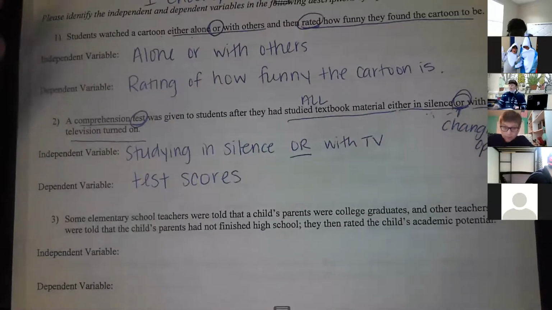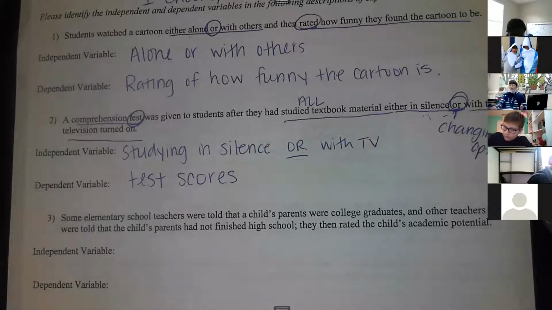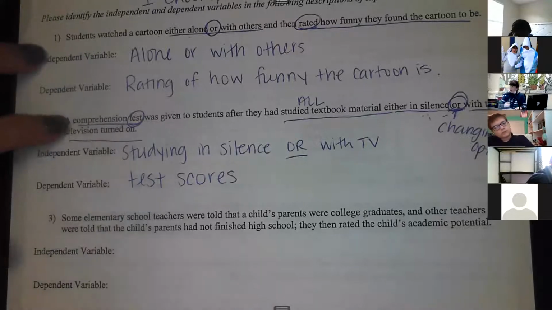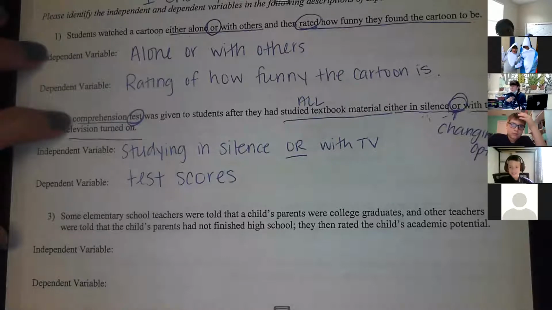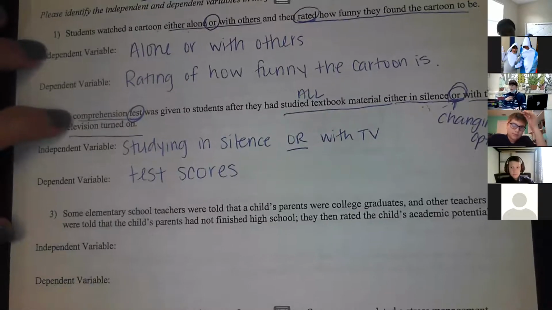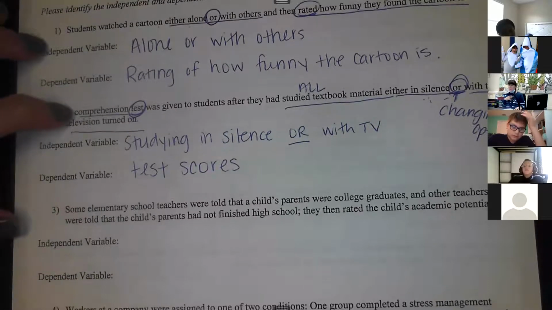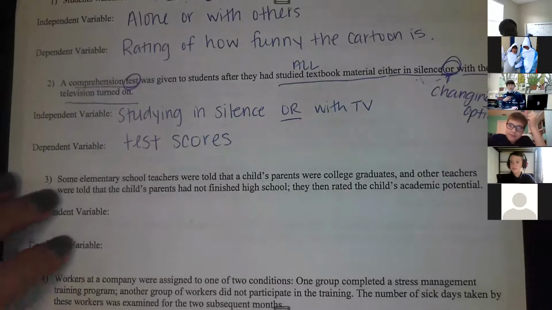So remember, when you look at these, I want you to take a second and think, what can I change? Can I as a scientist change what you get on your test? I wish. Then everyone would be making A's in science class. But I can't change that. I can change the way you study, though. Does that make sense?